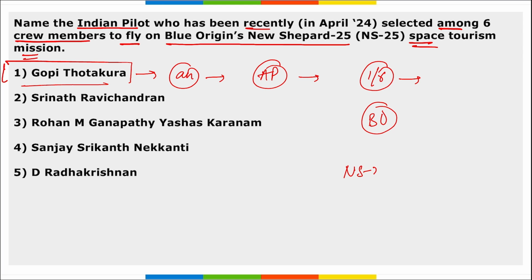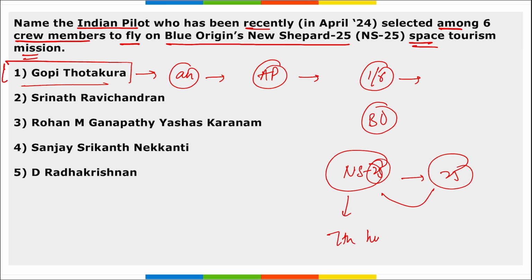And for New Shepard 25, remember this is the 25th in its history, that is why 25, and it will be the 7th human flight for the New Shepard program, and he will become the first Indian space tourist to travel here.